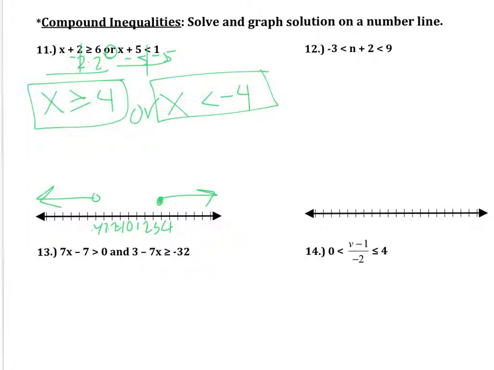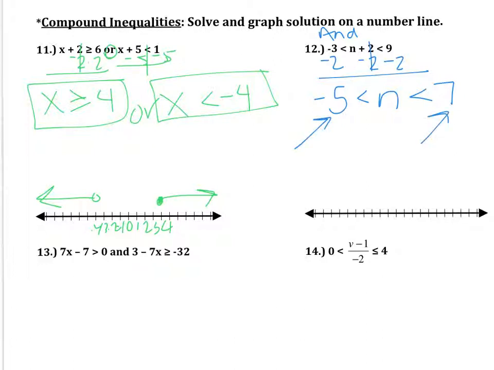In number 12, this is an AND inequality. As you see, they are all written together. So when we start, we are going to subtract 2 on all 3 sides. So that leaves us with negative 5 is less than n, which is less than 7. Now, once you write it as this compound inequality, you want to make sure that you are going from small to large.